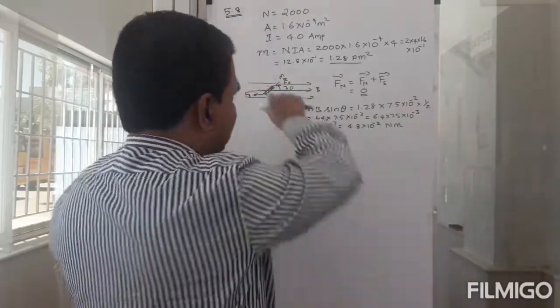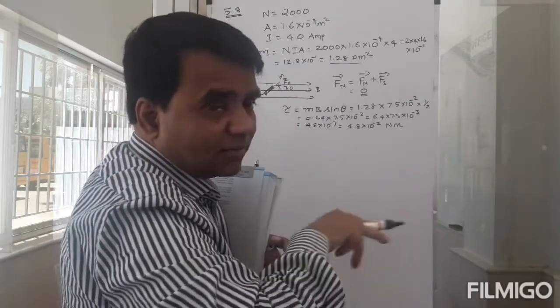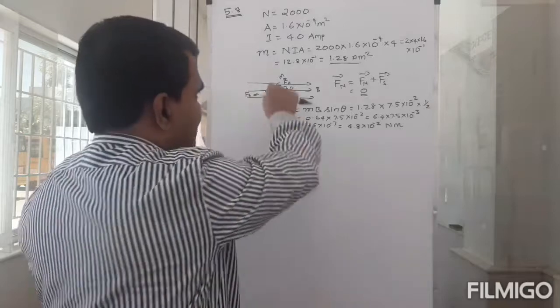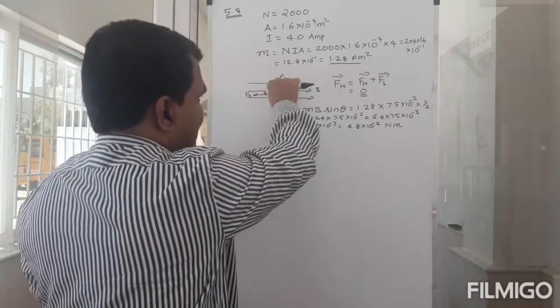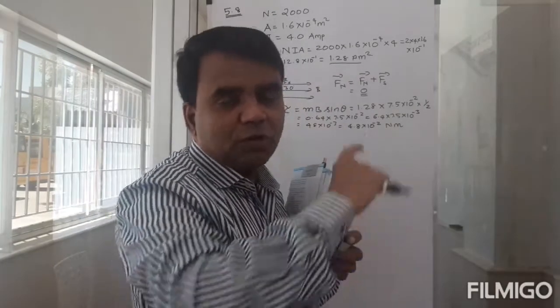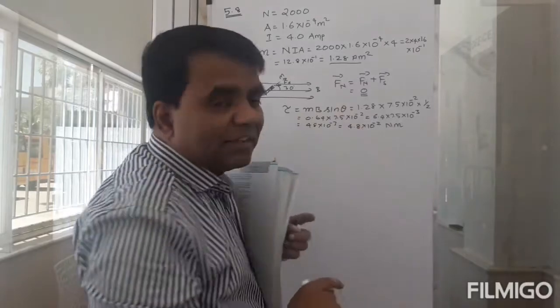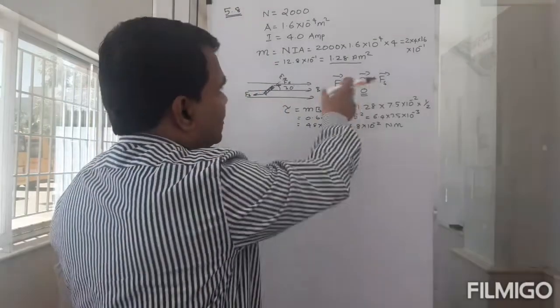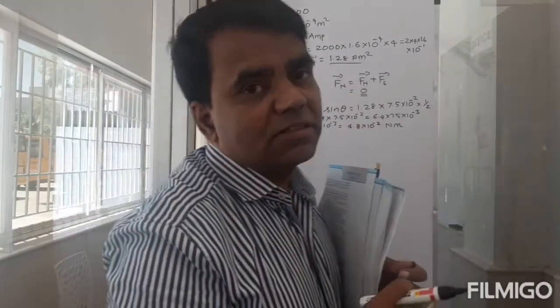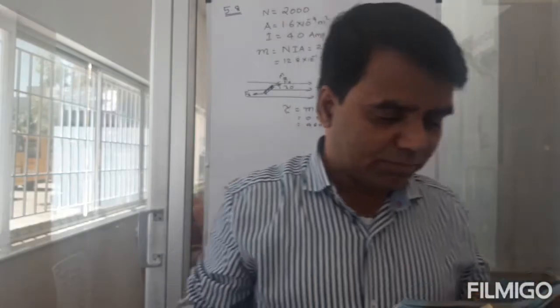But because these two forces are not acting in the same line, they are acting in two different lines, so it will have an effect of torque on the coil. You can find the torque, and that value is 4.8 into 10 power minus 2 Newton meters, but the net force on it will be 0. So that's the answer to that question.